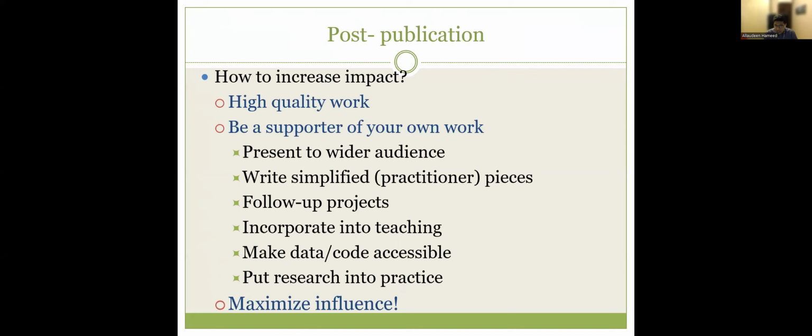Present to wider audiences, write simplified practitioner pieces, and do follow-up projects that might help to re-emphasize what you have in the old project or published paper. Incorporate this into your teaching, especially if you're doing a PhD class. Make data and code accessible, and sometimes you can put your research into practice. So in the end, you are looking to maximize influence.